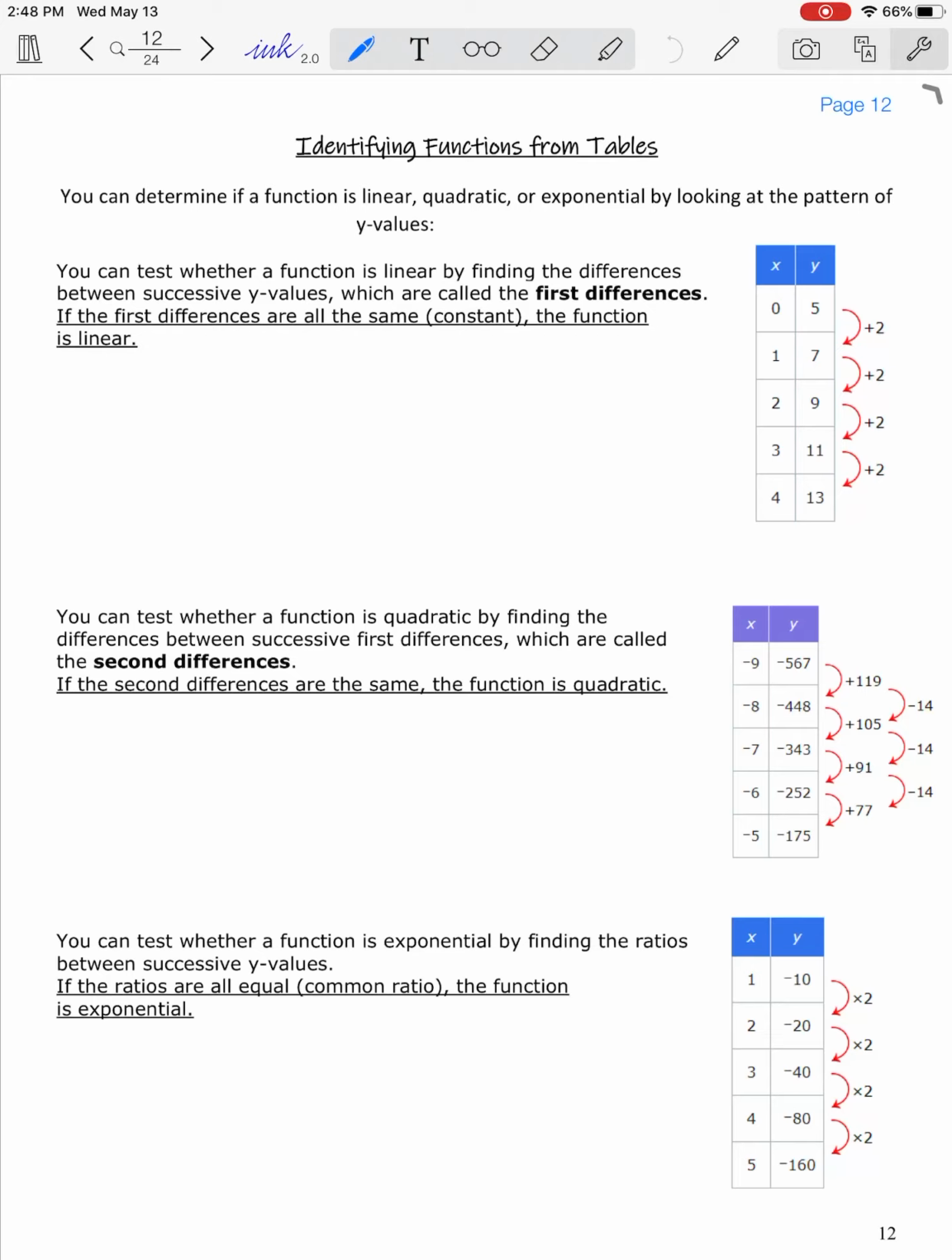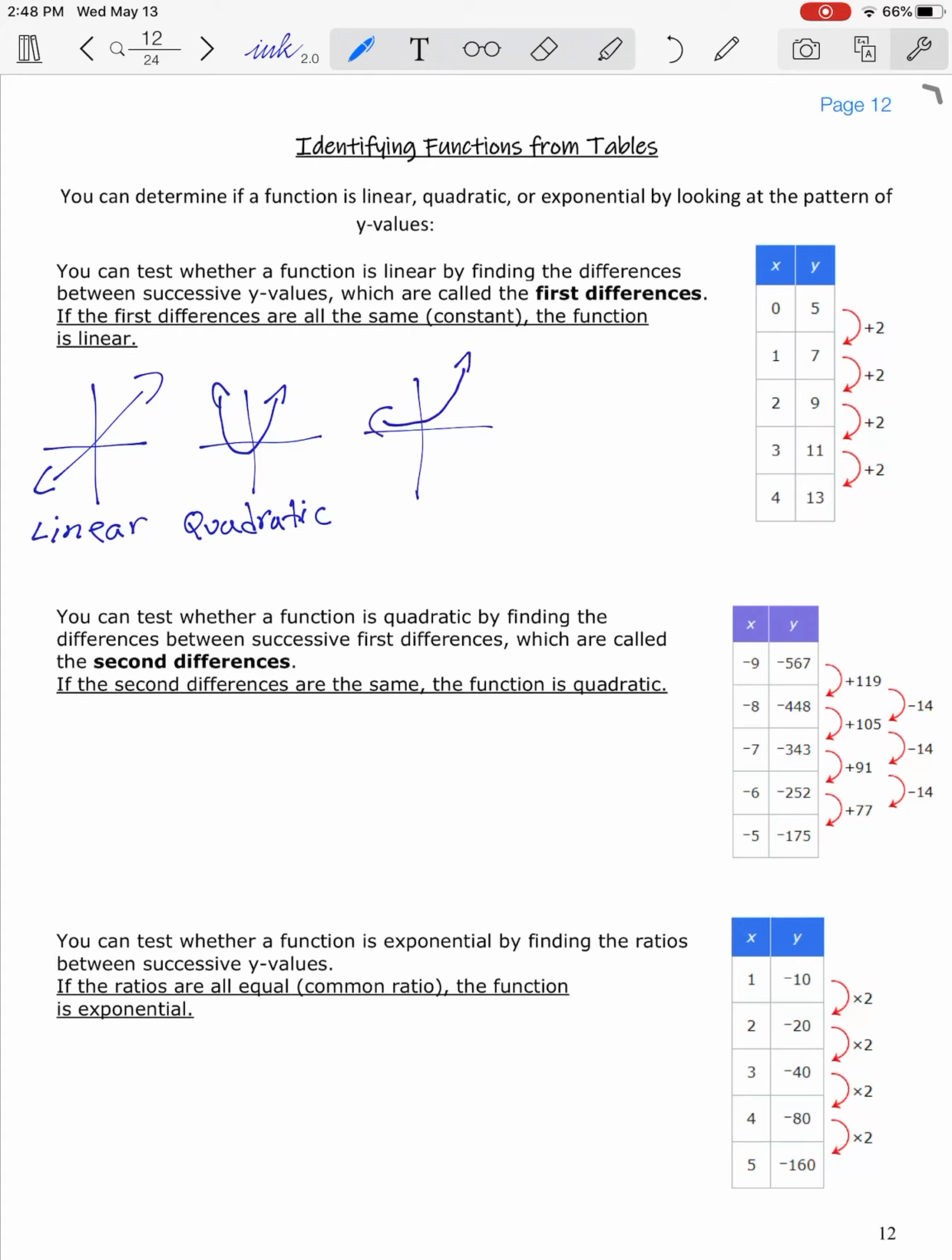So, what we're going to do today is identify functions from tables. Now, we've talked about three different types of functions we've learned so far. This function here is a line. This is called a linear function. So you guys remember that name, and you can tell what it is by looking at the picture. Our next function is a parabola, which is called a quadratic function. And that you also know by looking at the picture. The next function, which you have just graphed, we just started this, is called an exponential function.